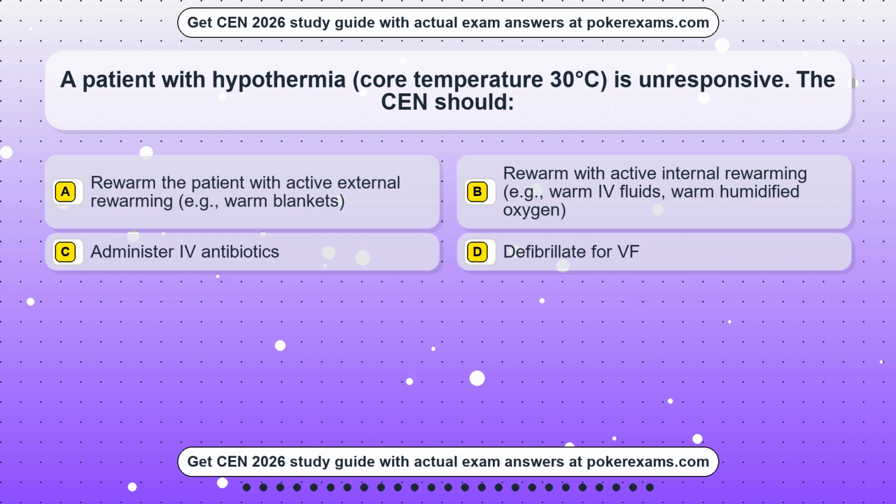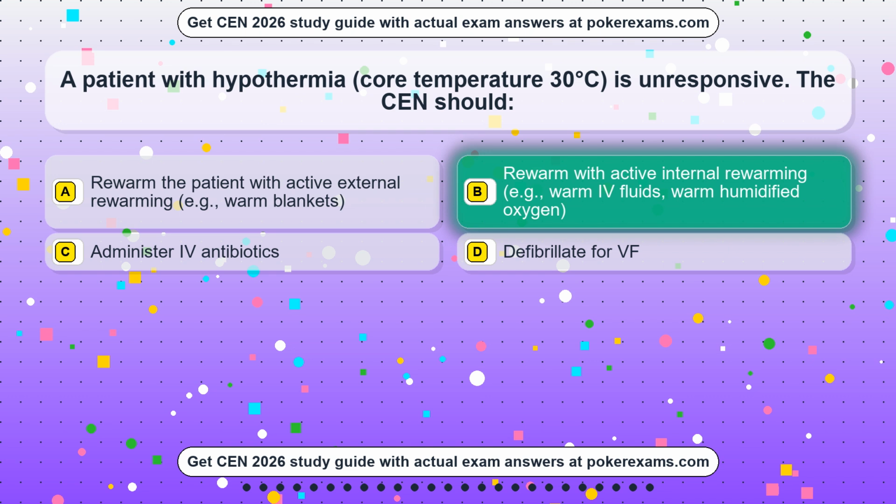Question 23. A patient with hypothermia, core temperature 30 degrees Celsius, is unresponsive. The CEN should: Option A, rewarm the patient with active external rewarming, e.g., warm blankets. Option B, rewarm with active internal rewarming, e.g., warm IV fluids, warm humidified oxygen. Option C, administer IV antibiotics. Option D, defibrillate for VF. The correct answer is option B. Rewarm with active internal rewarming, e.g., warm IV fluids, warm humidified oxygen.